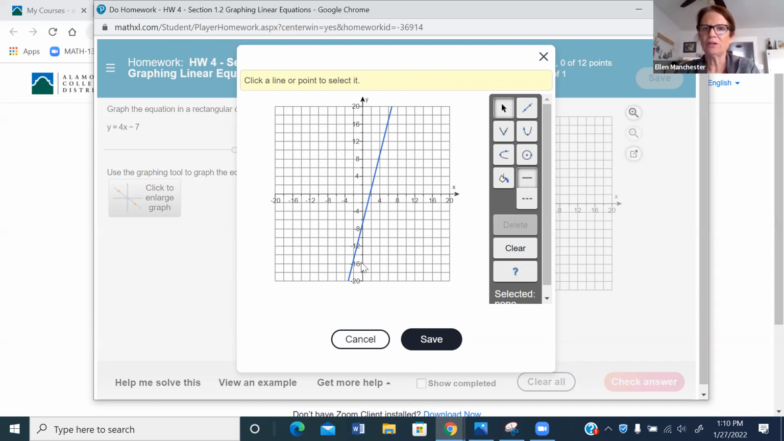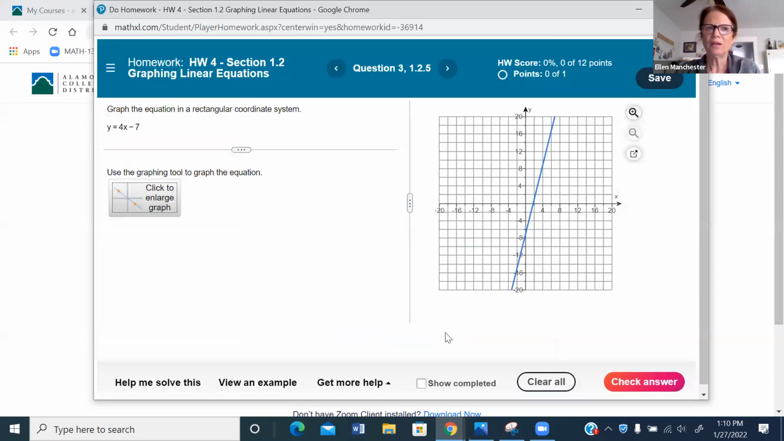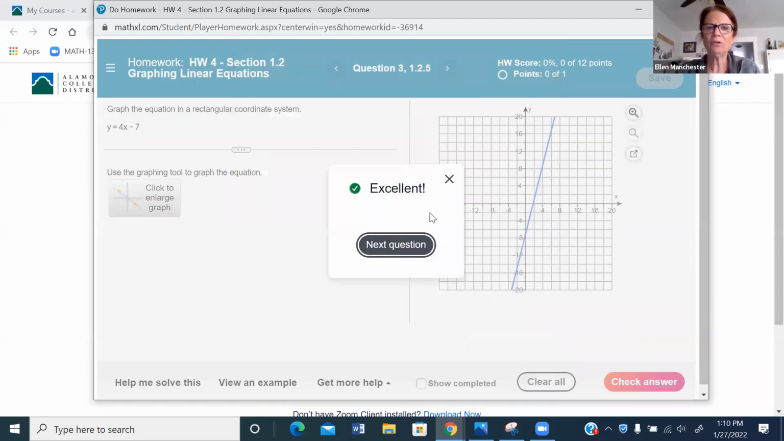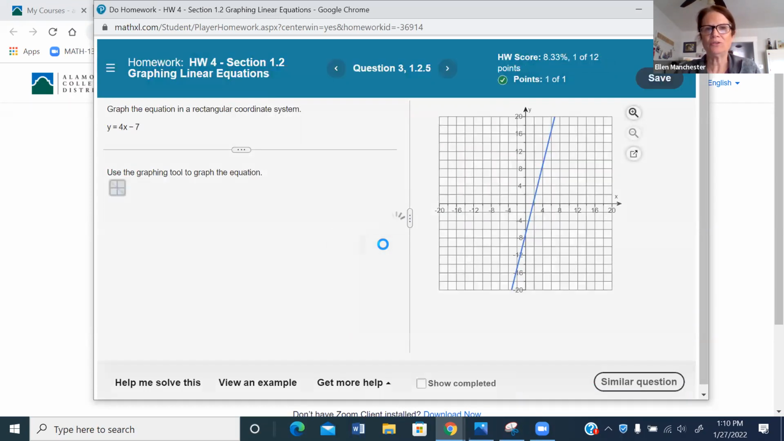That is your answer. Then you're going to hit save, and then hit check your answer, and you're hoping that it says excellent, and then you go to the next question.